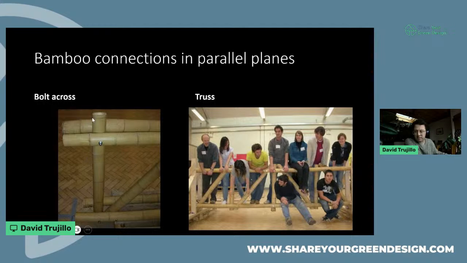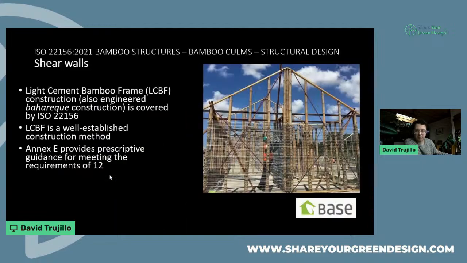You can have connections where you have cross members, very easy to make, not as stiff as the previous ones I was showing you, and maybe that's another aesthetic compromise that you could arrive at. We've included also light cement bamboo frames.